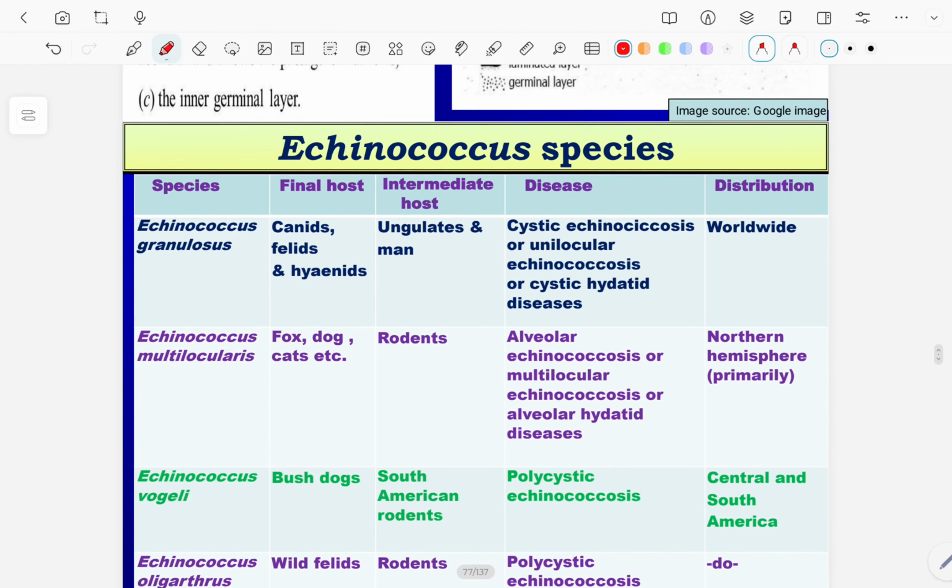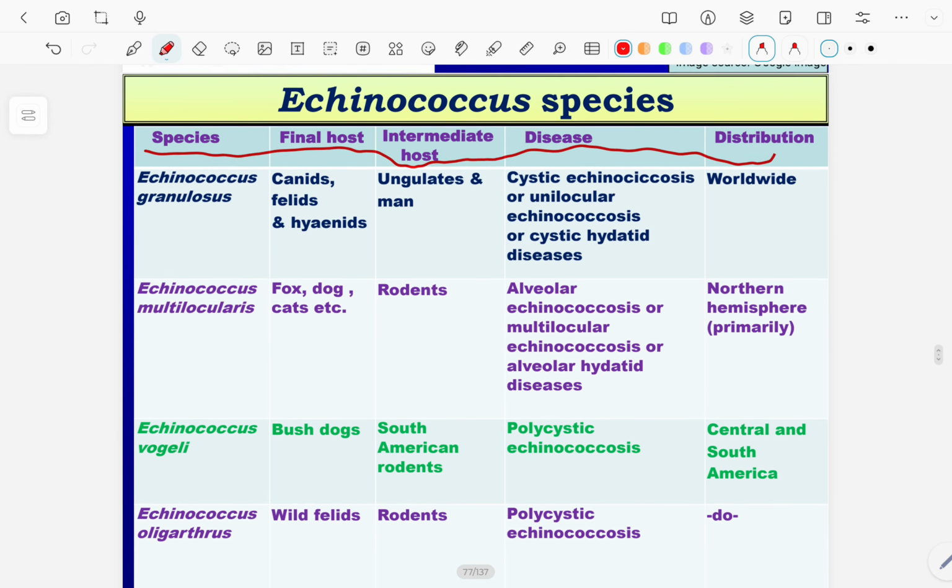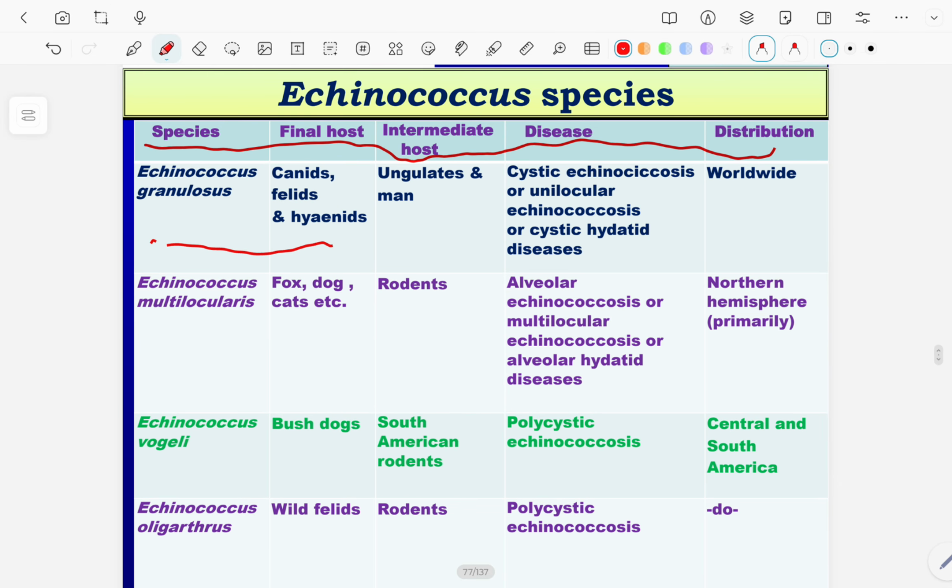Echinococcus species, final host, intermediate host, disease, distribution. Echinococcus granulosus: canids as final hosts; ungulates and man as intermediate hosts. The disease is cystic echinococcosis, or unilocular echinococcosis, or cystic hydatid disease. Worldwide distribution.